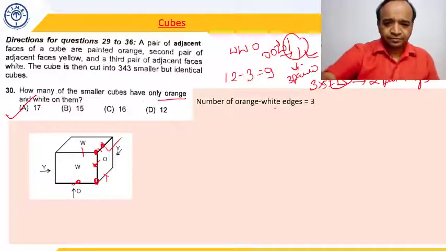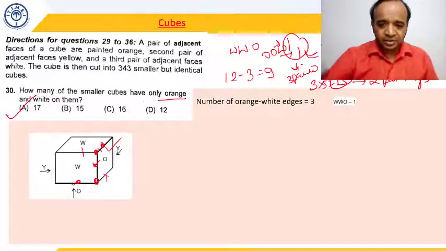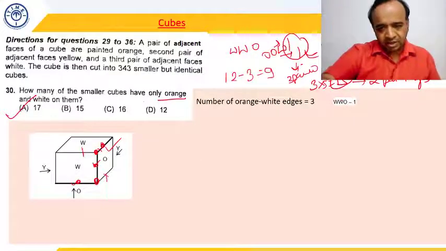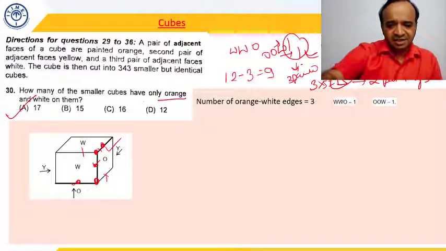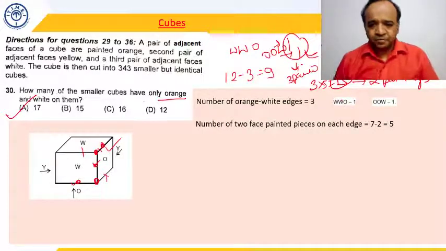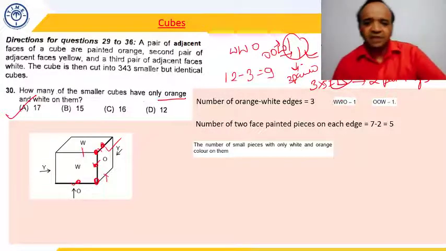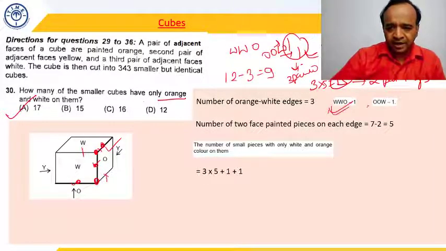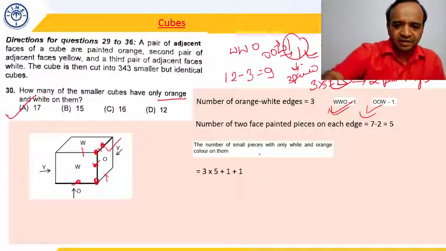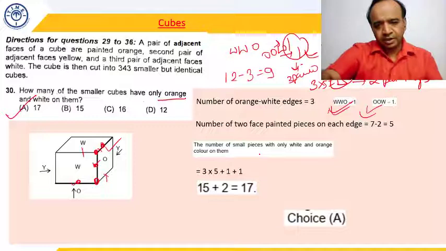Number of orange white edges is 3. I hope this is clear. Now total number of vertices with orange and white only is 2. That is, two sides white and one side orange. Similarly, two sides orange, one side white is also a possibility. So number of pieces at each of the edges is 7 minus 2, that is 5. So total number of pieces along the edges, that is, two painted faces with orange and white, is 5 into 3, which is equal to 15. Now those 2 vertices are also to be added, and that 15 plus 1 plus 1 is giving us 17. So the answer choice for this question is A. I hope this is clear. Now move on to the next question.